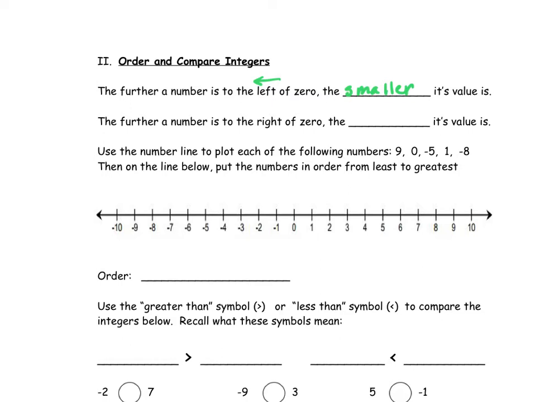And then the further a number is to the right of 0, so let's draw a little helper for the right. Right is this direction. The larger it is.